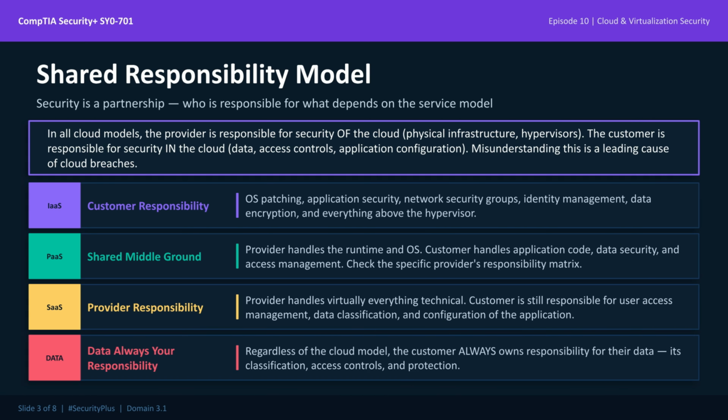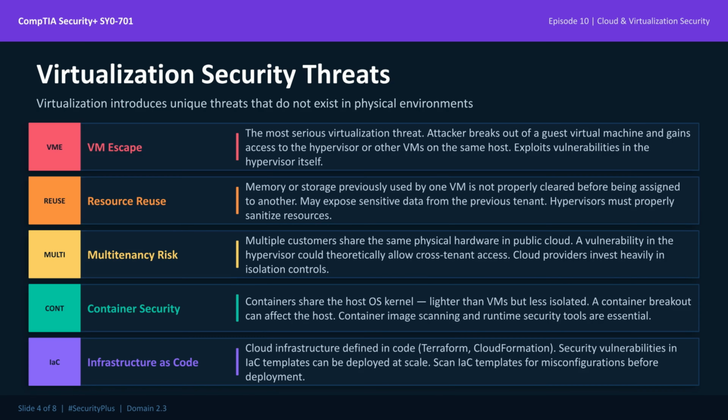The shared responsibility model states the provider is always responsible for security of the cloud, while the customer is responsible for security in the cloud. Misconfiguration is a major risk. Regardless of the model, data classification and access controls remain the customer's responsibility.